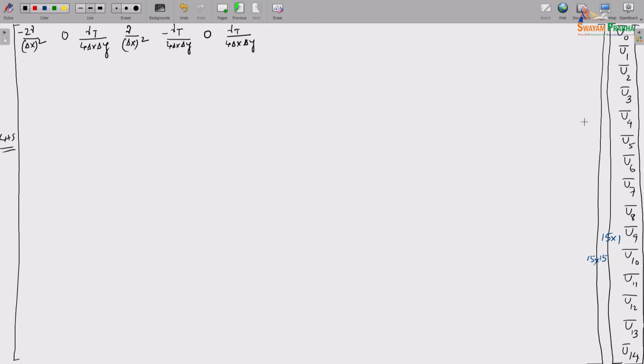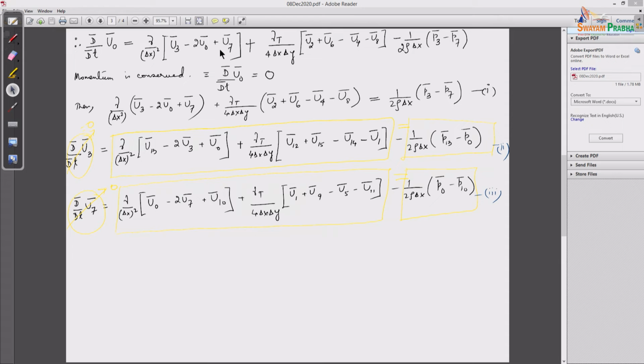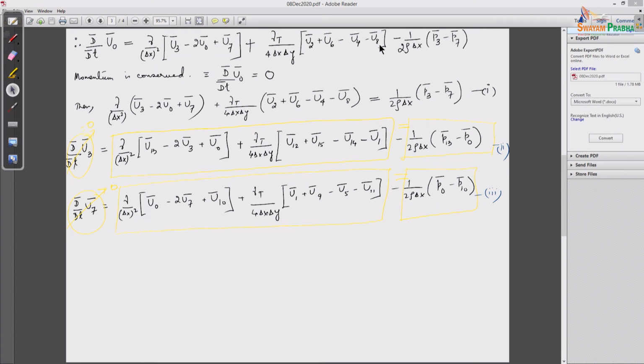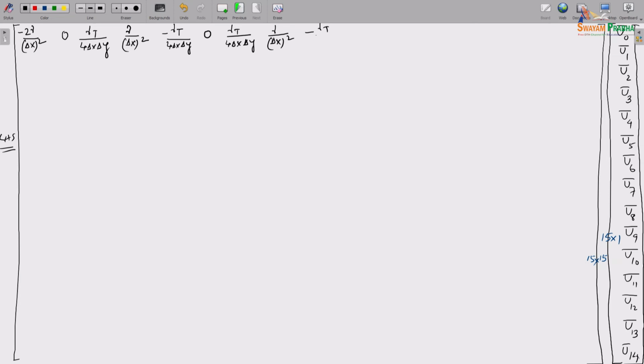Okay. This is not 1, 2, 3, 4, 5, 6. So, let us go look at u7. Yes, we do have u7, which has coefficient nu by del x square. Then we go and look at u8. So, u8 is minus nu t by 4 delta x delta y.